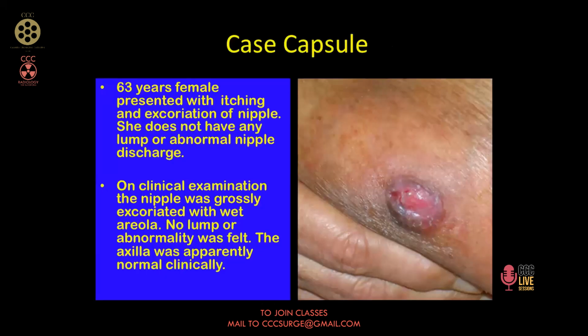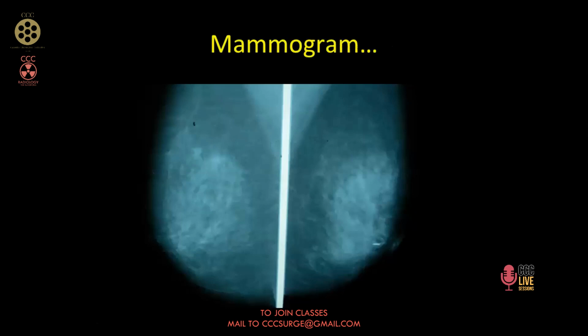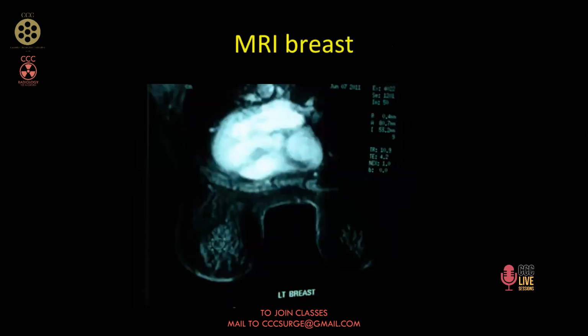Now this is another case capsule. Look at this. This is a clear-cut Paget's disease of a patient who has an excoriation of the nipple. We did a mammogram and an ultrasound as well. It revealed nothing. Then we did something called an MR. Now look at the MR, we get a non-mass enhancement here. This suggested that this could be a malignant microcalcification. We did a surgery and it came out to be a DCIS underneath the nipple areola complex.